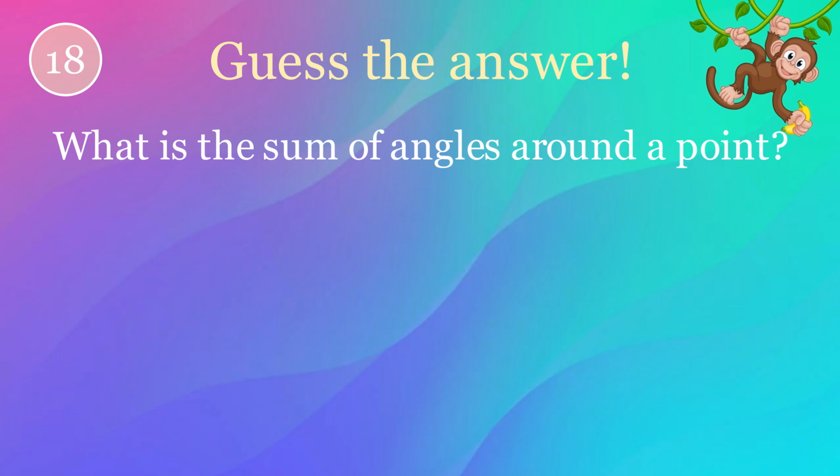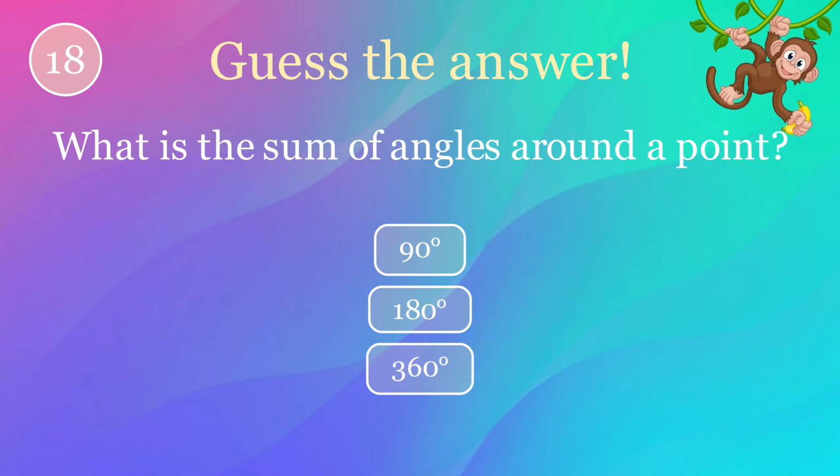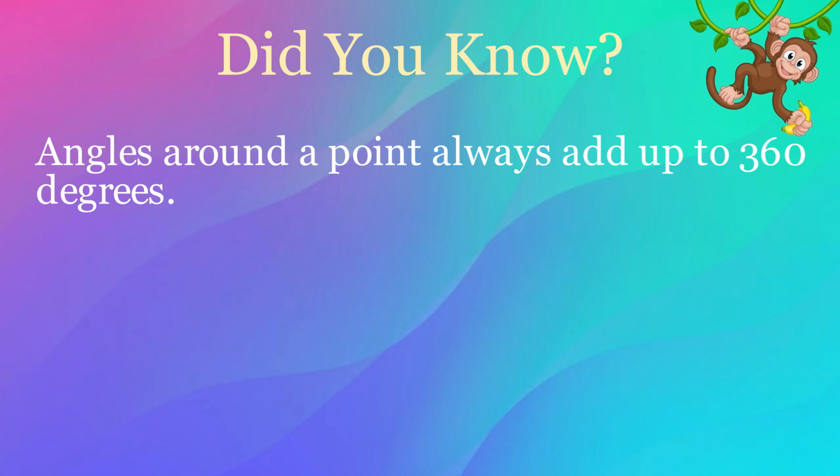What is the sum of angles around a point? 90 degrees, 180 degrees, 360 degrees. The correct answer is 360 degrees. Here's an interesting fact. Angles around a point always add up to 360 degrees.